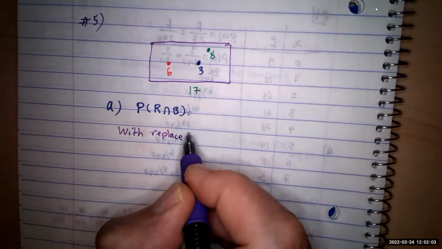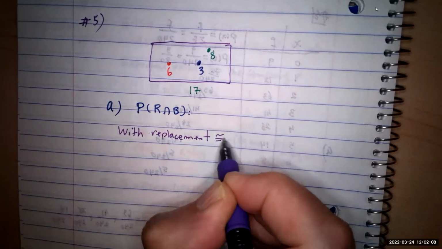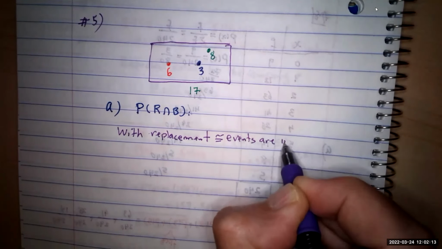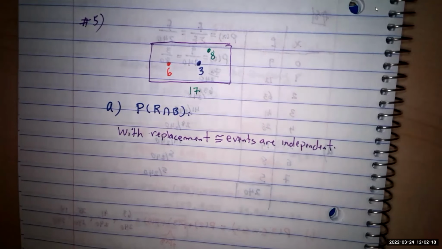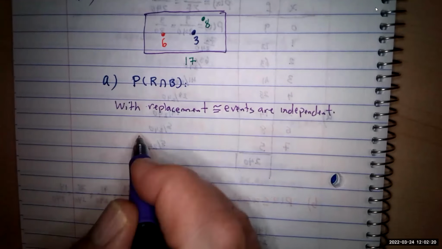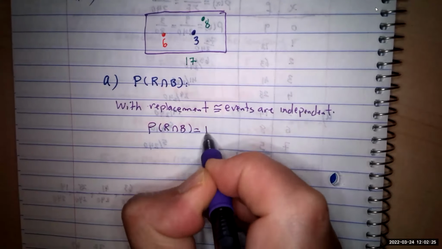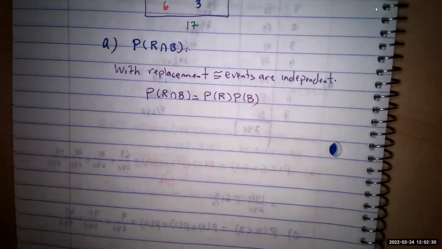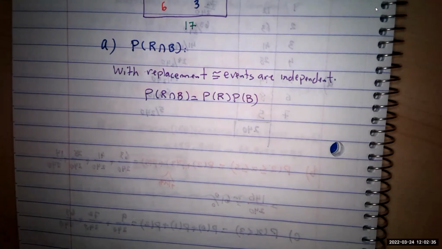So this means you return the ball, you didn't change the game. So the events are going to be independent. You have to explain it on the test. The events are independent. So when the events are independent, the probability of R and B is going to be the probability of R times the probability of B. Remember, when it's independent, probability of A and B is probability of A times probability of B.